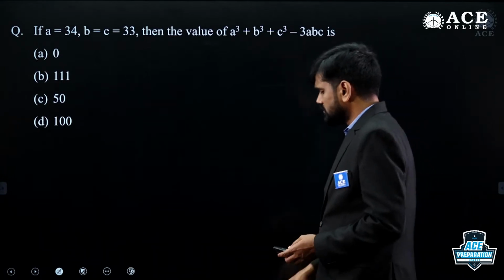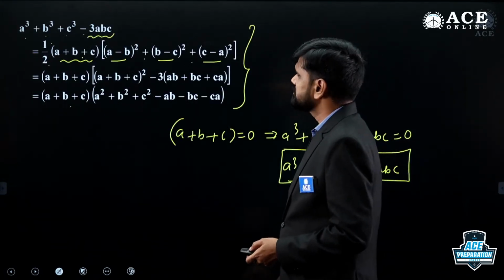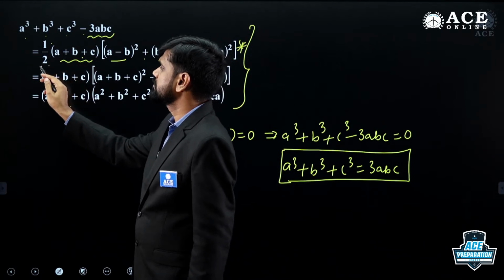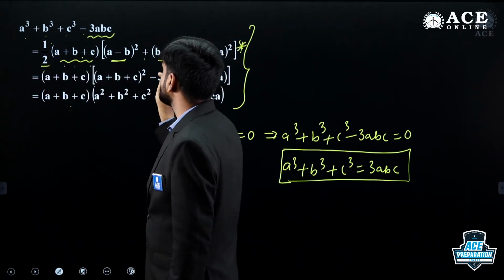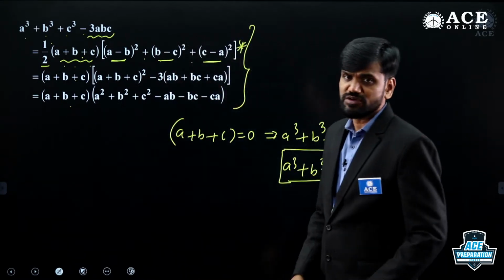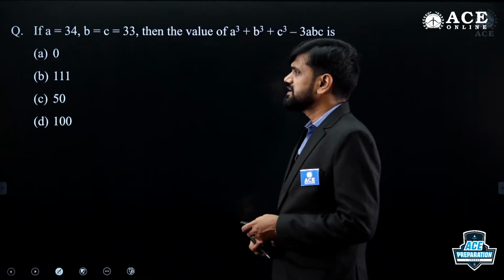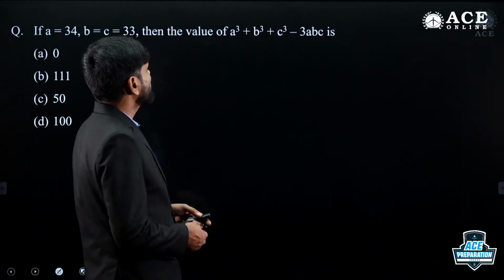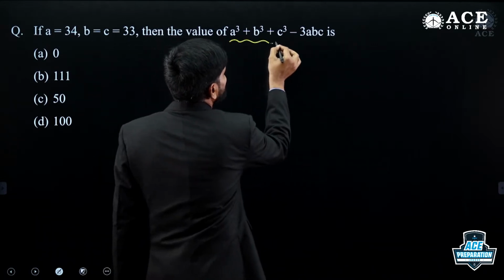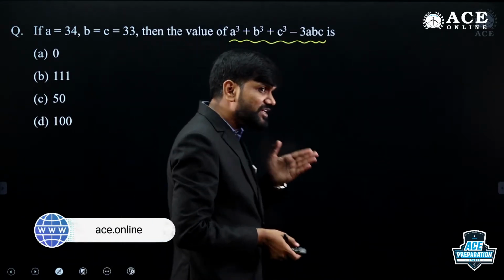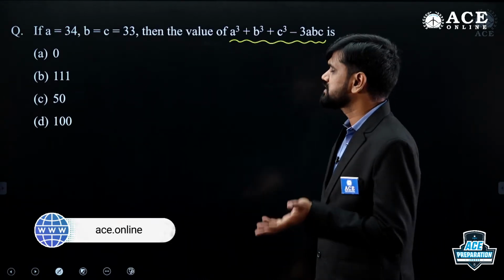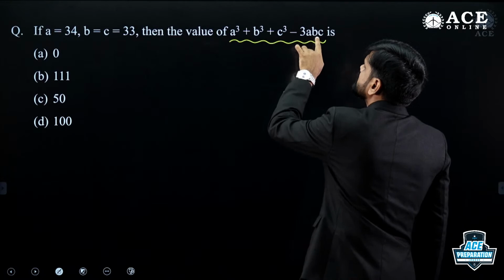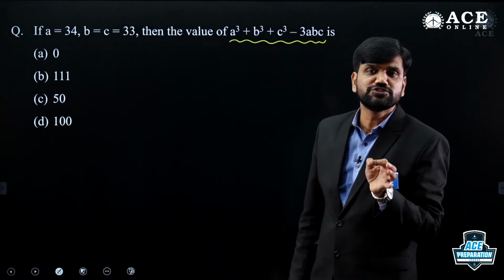Now, what is given? So, I repeat, this is the important relation that you must keep in mind. A cube plus B cube plus C cube minus 3ABC must be equal to half of A plus B plus C into A minus B whole square plus B minus C whole square plus C minus A whole square. Now, let us see. Here it is given that A equal to 34, B equal to C equal to 33. B and C both are 33. They are asking you for the value of A cube plus B cube plus C cube minus 3ABC. If you directly substitute A value, B value and C value here, as I already told you, 34 cube, 33 cube, 33 cube minus 3 into 34 into 33 into 33 will be difficult and time consuming.